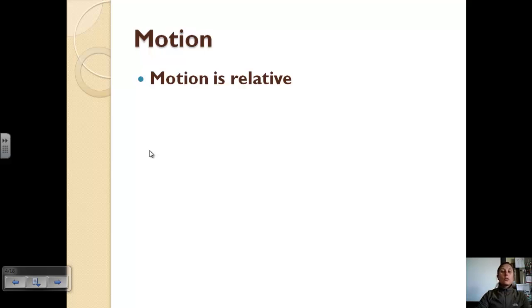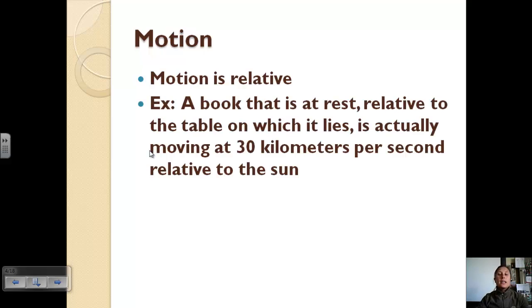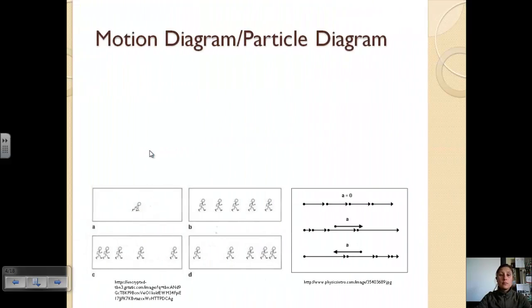Okay, well, motion is also relative. And what this means is that, let's say we have a book on the table. Well, we would say that it's at rest relative to the table. But in actuality, because Earth is moving and the book is on Earth, it's moving in relationship to the sun at about 30 kilometers per second. So this is how we say motion is relative. I'm sitting here still in my seat, but I'm really moving at 30 kilometers per second in relationship to the sun, and so are you.